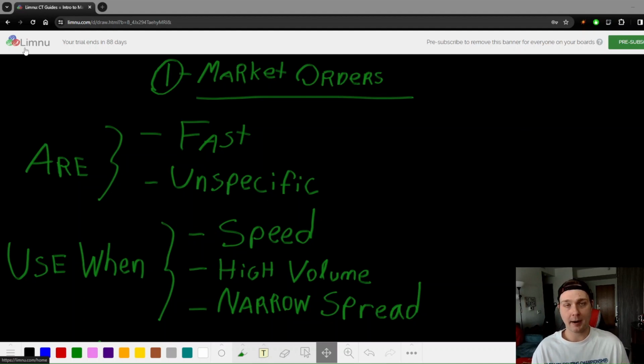But I would be wary that you really want to use market orders on high volume tokens that are going to have a narrow bid-ask spread. That way, you're not going to get burned when you're buying or selling, getting less than you should. And that's a problem with low volume tokens that have a wider bid-ask spread. Generally, with Ethereum, BTC, and Sol, you're not going to run into those issues.